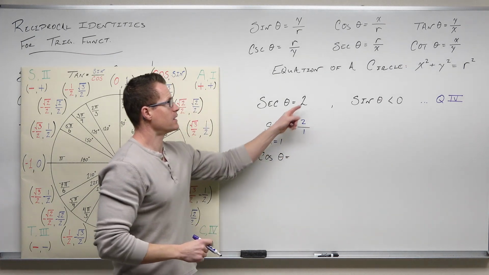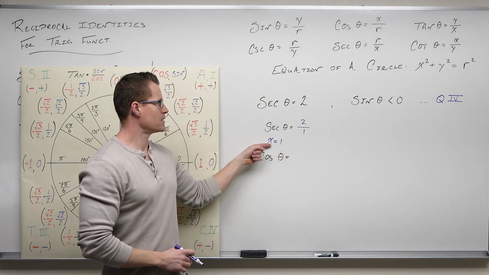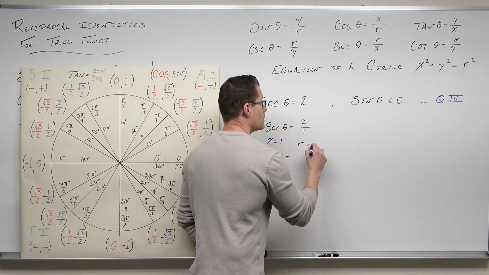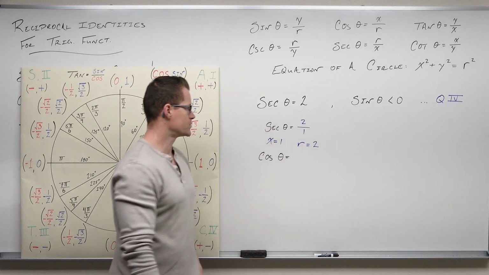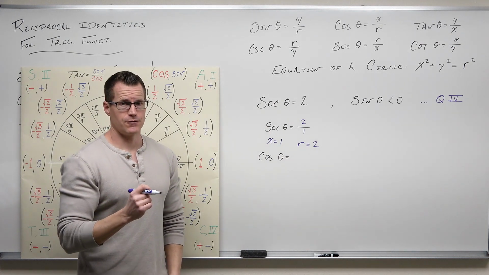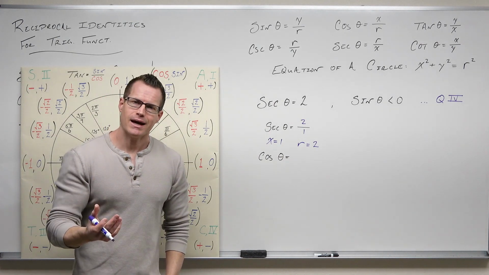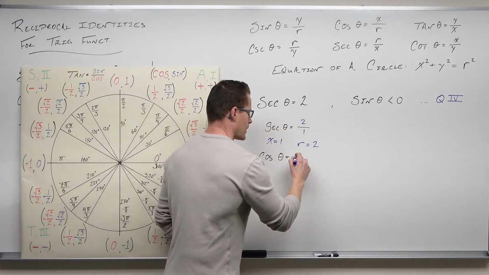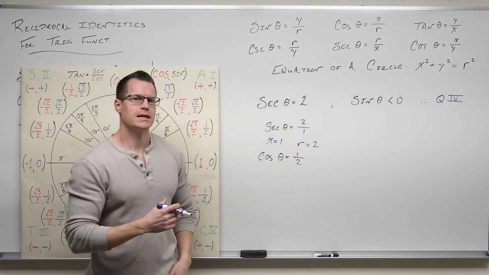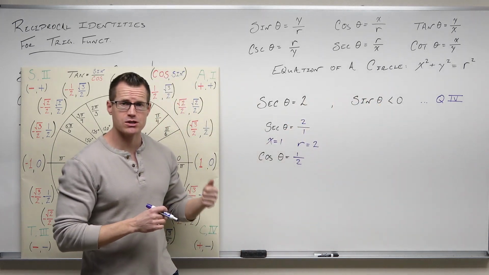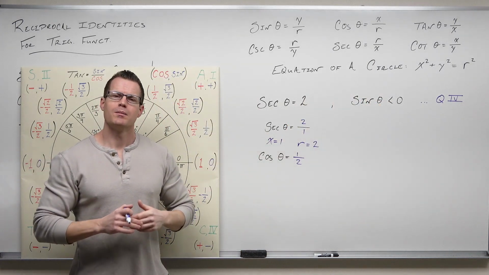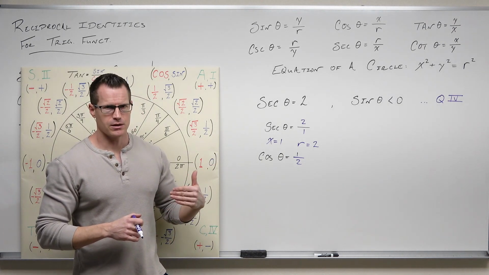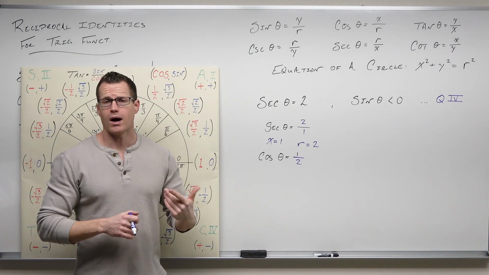So secant theta is r over x. Secant theta would have an x of 1 and r of 2. Now, we can easily figure out cosine theta from this naturally because this is just a reciprocal. So I could get 1/2, no problem. You do not need to do any of this if you were just looking for cosine theta. You'd be done. But if we are looking for the rest of the trig functions here, sine theta and the rest of them, well, then we need to know the y value.